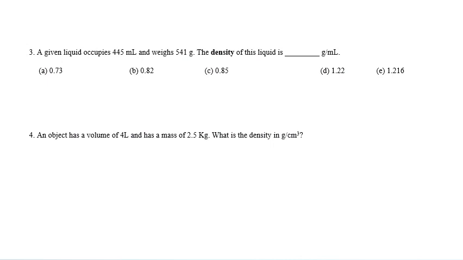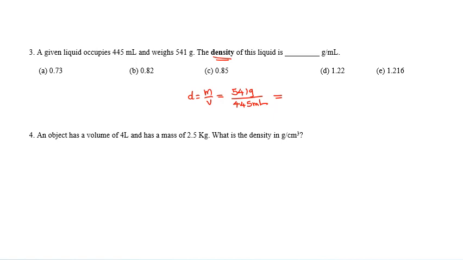A given liquid occupies 445 milliliters and weighs 541 grams. How can you calculate the density of this liquid? I know density equals mass over volume. So mass is 541 grams and volume is 445 milliliters. So how much is that going to be? Plug it in the calculator and let's see.